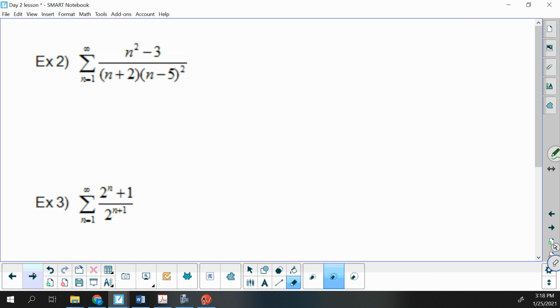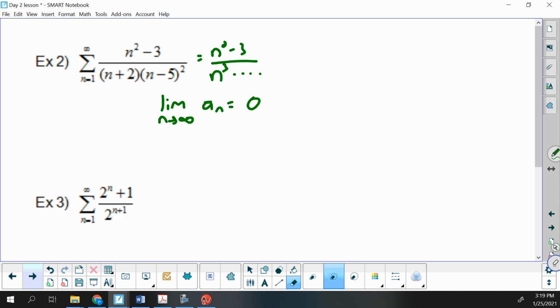All right, for this next one, if we multiply it out, we're going to have an n squared minus 3 on top. And if we multiply out the bottom, we're going to have an n cubed and some other stuff. So our limit as n approaches infinity, by our leading coefficients, the denominator degree is larger. So this is going to approach 0, the value of our terms. So based on what we know, this may or may not converge.